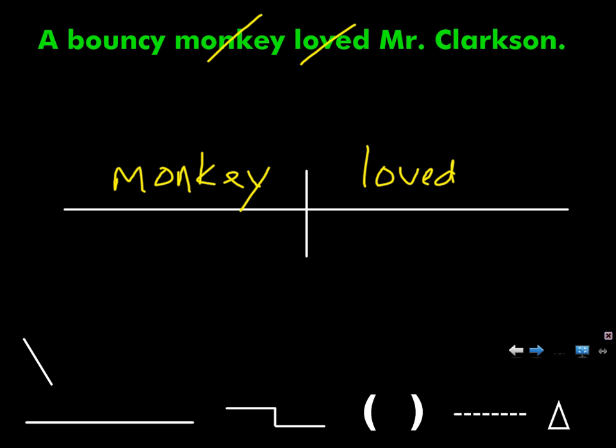Diagramming adjective and adverb modifiers is extremely simple. All you do is drop the line diagonally from the horizontal attached to the word that it modifies.